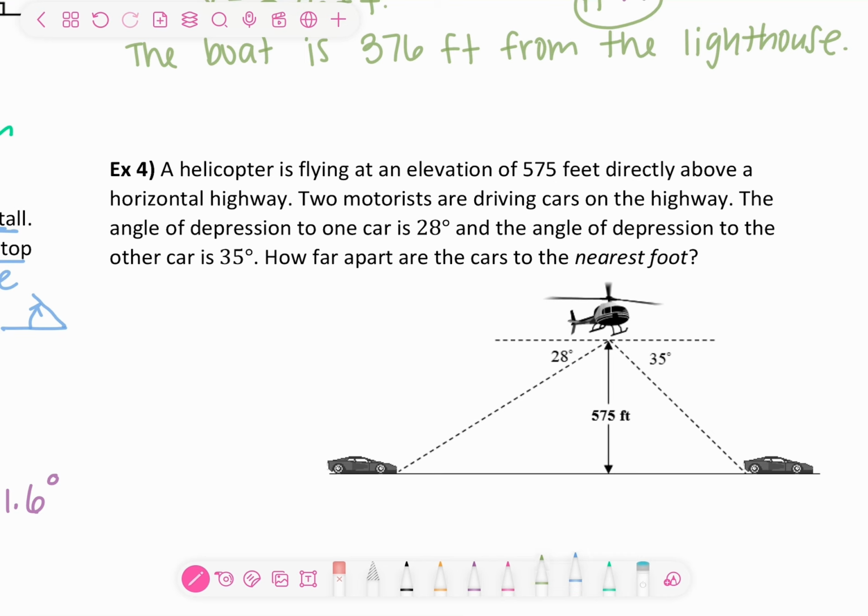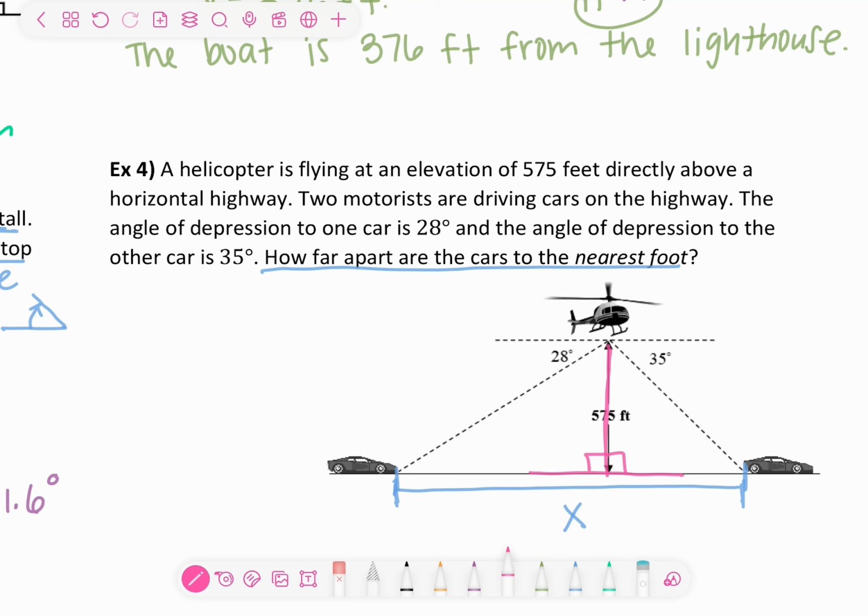So the question here is the one I just read. How far apart are the cars to the nearest foot? So how far apart? So from one car to the other car, what is that distance here? I could call that x, for example. Okay, but I do notice something. So before we get into all of the actual numbers and trig and everything, let's figure out where the right angles would be. And this is where hopefully you'll notice something as well. So the right angles would probably be here where this 575 height meets the highway, right? So I can actually have two right angles here.